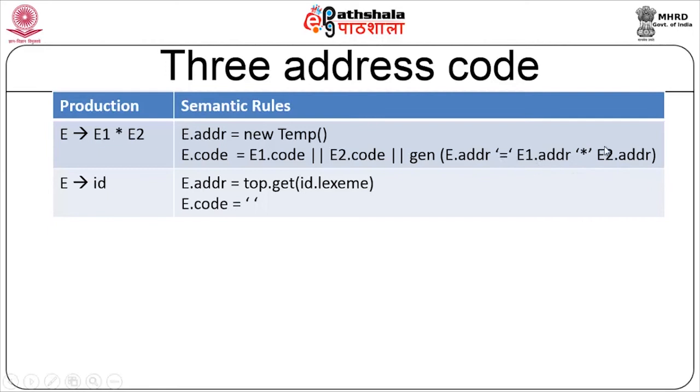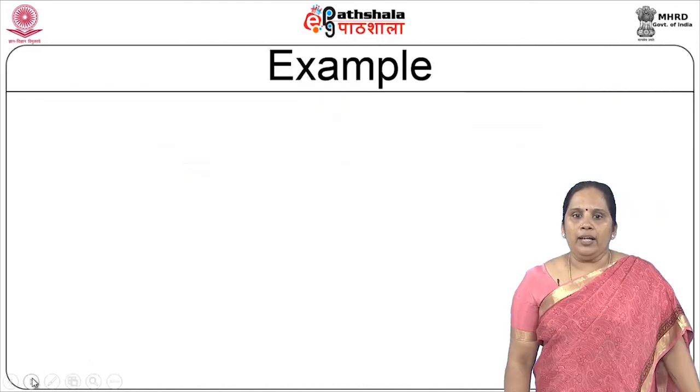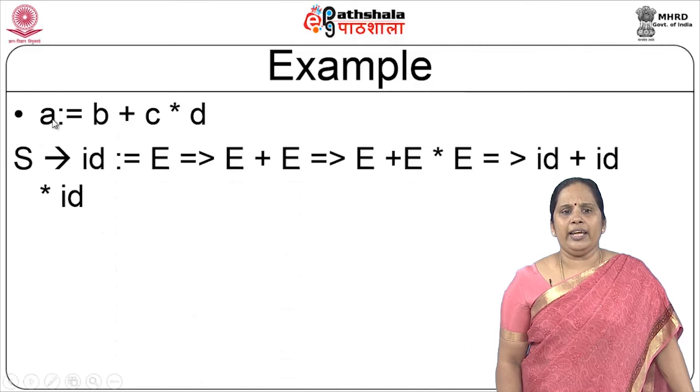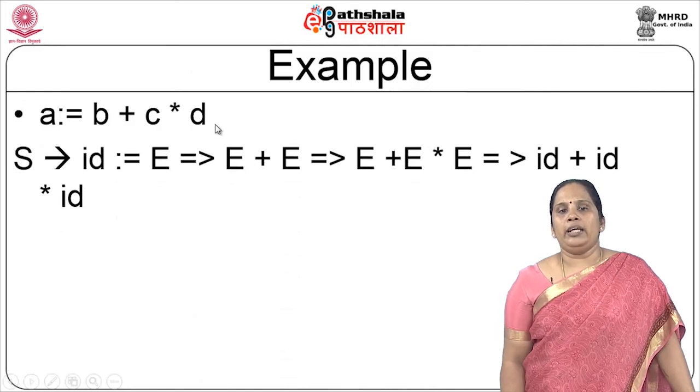So this equal to and star are literally used. Then this E produces ID, just repeated, so that there will be some continuity here in the piece of 3 address code information. Now with that example, we will take this example here. Consider A is equal to B plus C into D.